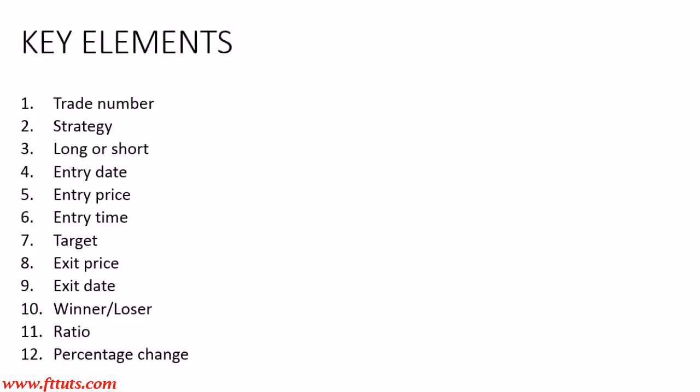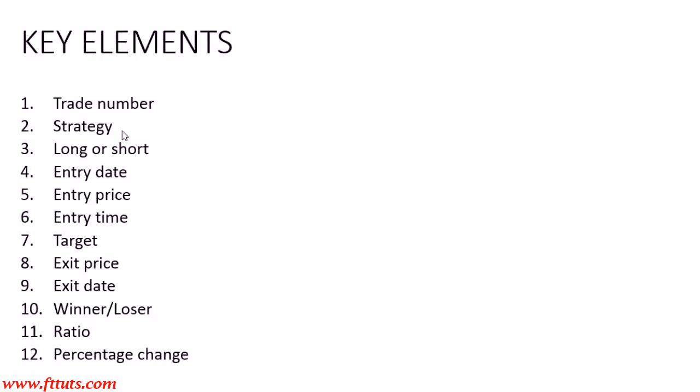Okay, what are the key elements of backtesting? You need the trade number, you need the strategy, and whether it's going long or short, entry date, entry price, entry time, target, exit price, exit date, winner or loser, ratio, percentage change. Meaning, okay, let me go a bit into depth with it. You need the trade number, meaning that you're on the sixth trade or the first one or any trade that you're taking. The strategy, right?